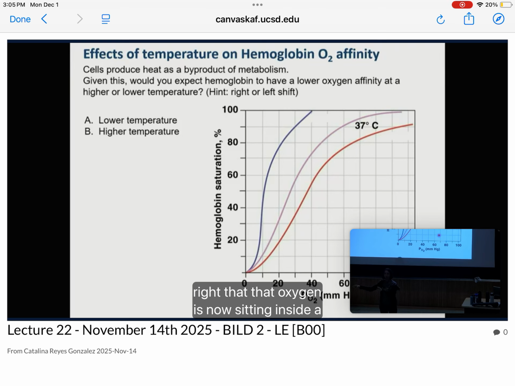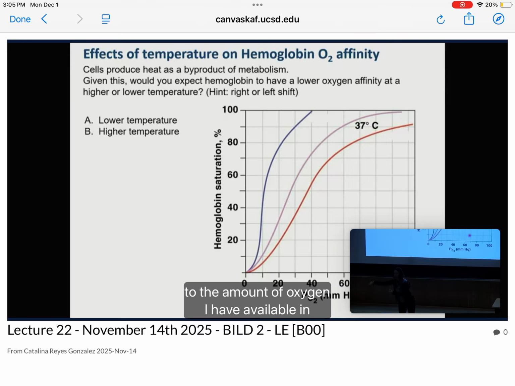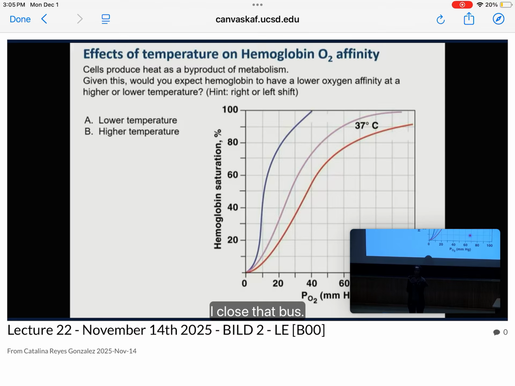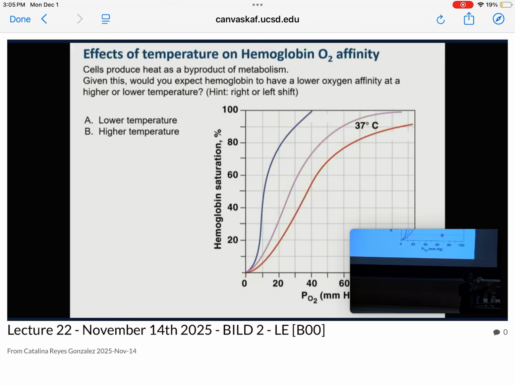partial pressure of oxygen, right? That oxygen is now sitting inside a bus. It's not going to be in the street contributing to the amount of oxygen I have available in that blood. Does that make sense? Which is the partial pressure of oxygen. Does that make sense? Okay.